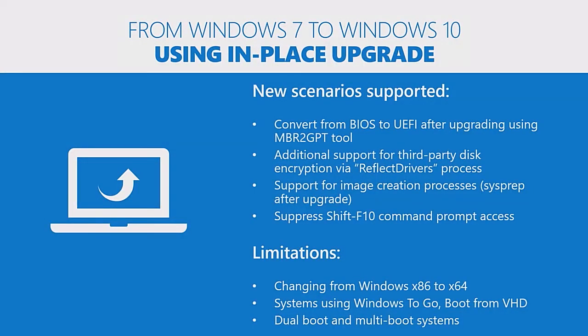We have added some new tools to help with that, including MBR to GPT, so that you can change existing BIOS-based machines to UEFI, which is great to enable Secure Boot. We've added support for third-party disk encryption with the Reflect drivers command line switch. We've added the ability to sysprep an upgraded OS, so you could take your golden image, deploy it to a machine, upgrade it to a later Windows 10 build, re-sysprep it, recapture it. I don't recommend it, but it is possible now. We automatically suppress Shift F10 during the upgrade process, and there are some limitations that I mentioned before.